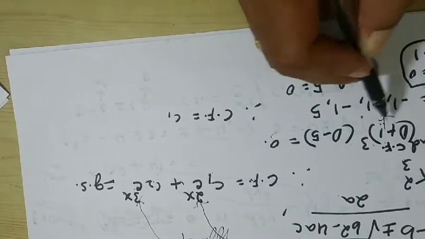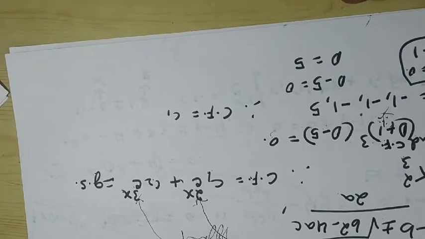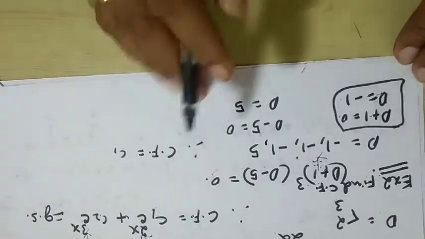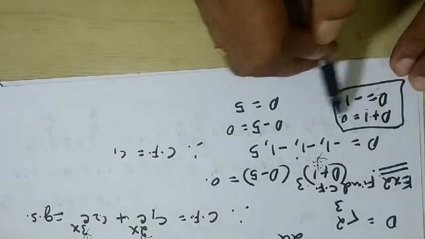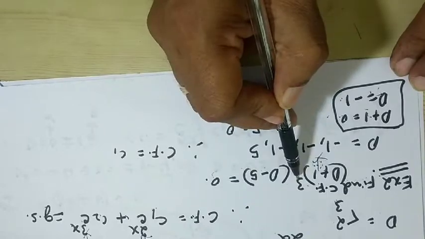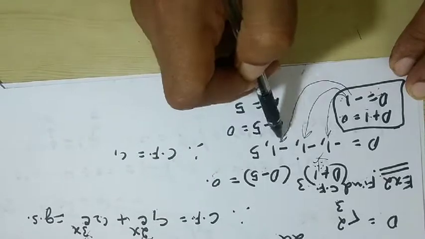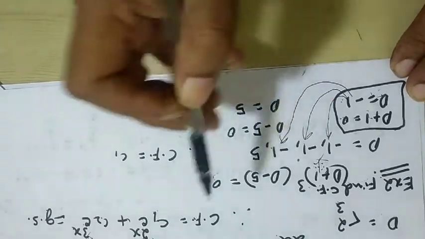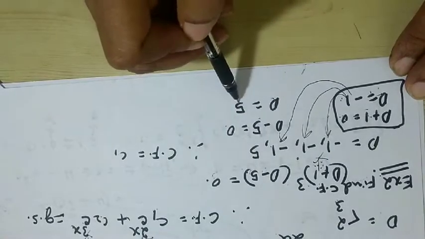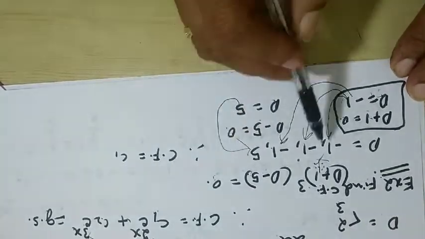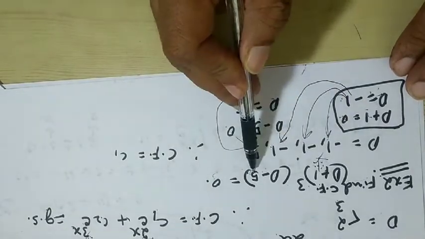(D plus 1) whole cubed, that means what? Take D plus 1 is equal to 0, so D is equal to minus 1. Observe what I am doing. Since it is whole cubed, this minus 1 is repeated 3 times. D is equal to minus 1, minus 1, minus 1. Now take the factor D minus 5 is equal to 0, so D is equal to 5. So you got 4 roots: minus 1, minus 1, minus 1, and 5.